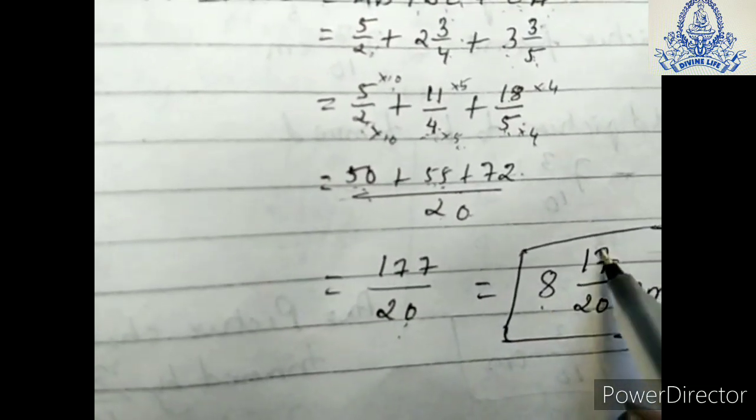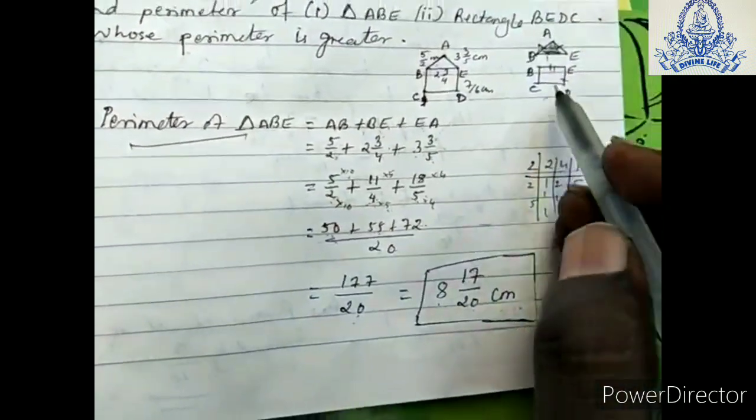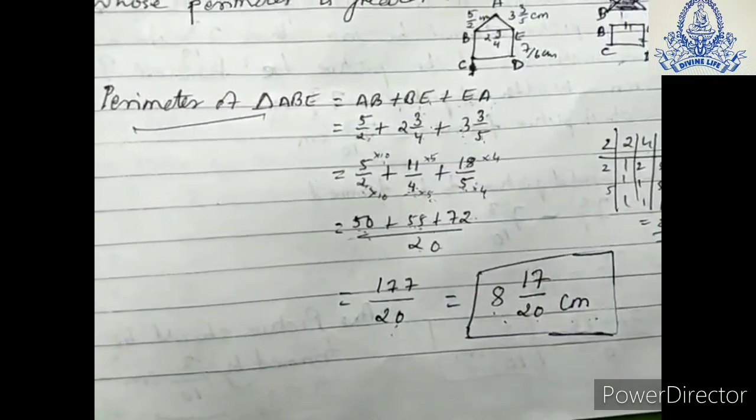And after converting this into a mixed fraction, we get 8 17 upon 20 centimeter as the perimeter of the triangle. So the perimeter of the triangle we got is 8 17 upon 20.